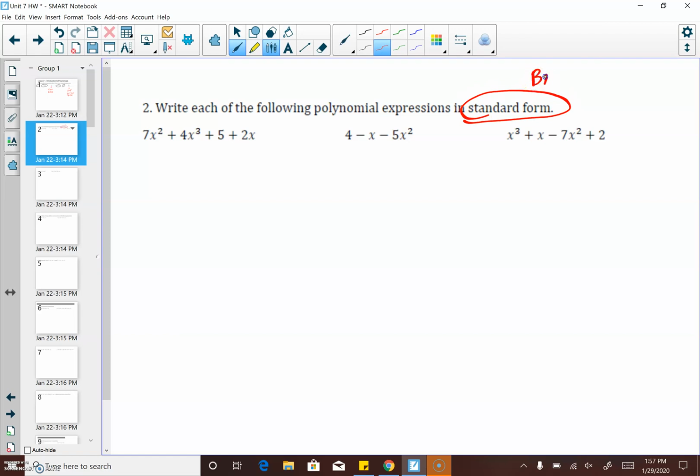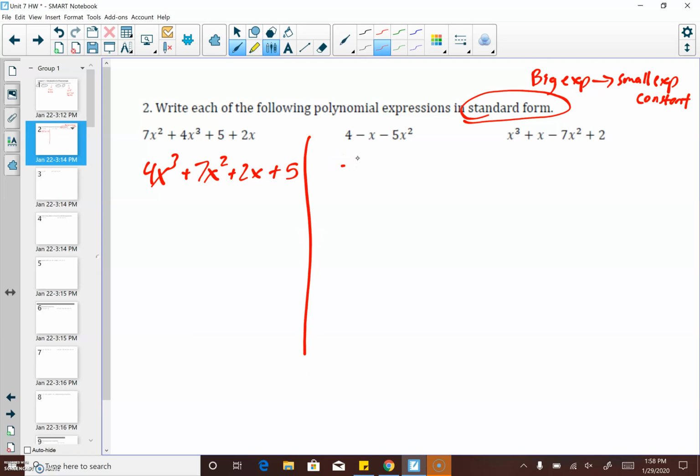Remember, standard form is our biggest exponent on the left down to our smallest exponent or our constant on the right. So if I look at the first one, my biggest exponent is the 3, so 4x cubed has to go first, followed by plus 7x squared, then plus 2x, and plus 5. In the middle, negative 5x squared goes first. I have to carry that negative sign with it. Negative x stays in the middle, plus 4 goes at the end.